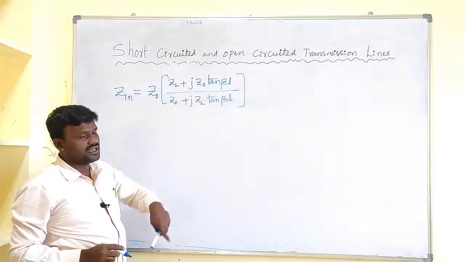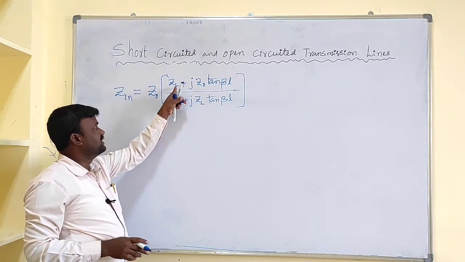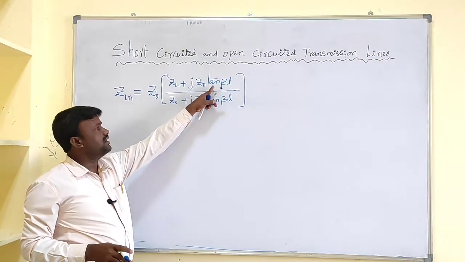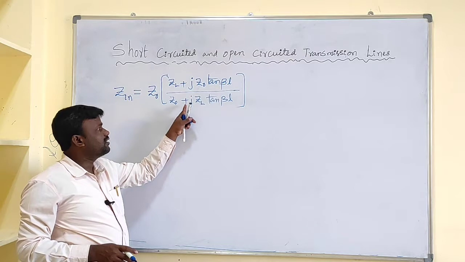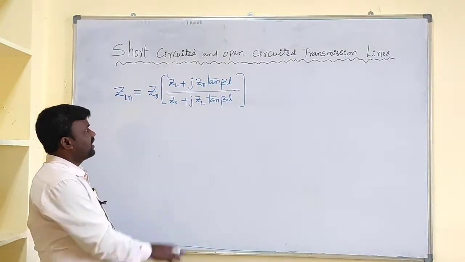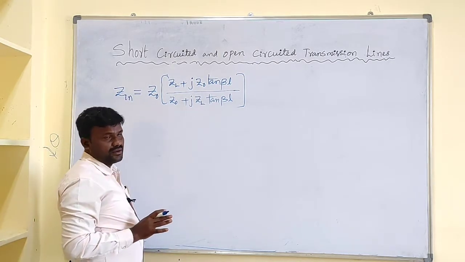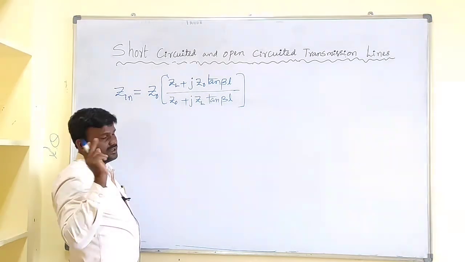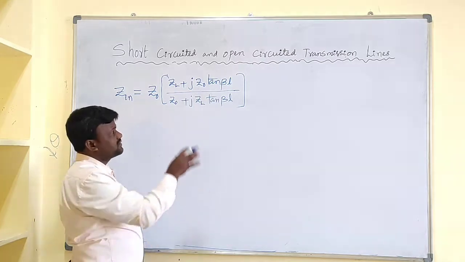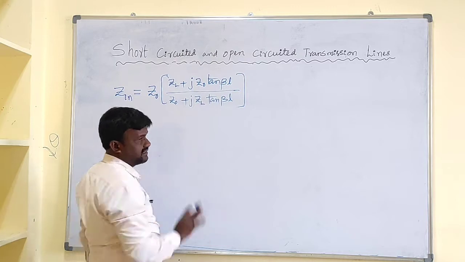For a lossy transmission line, this expression is somewhat different. The difference is Z0 into (ZL plus Z0 tanh gamma L) divided by (Z0 plus ZL tanh gamma L). That is for a lossy transmission line. For a lossless transmission line, we derived input impedance like this. If you didn't watch the video, the title is input impedance of the transmission line. Please watch that video before entering into this video.